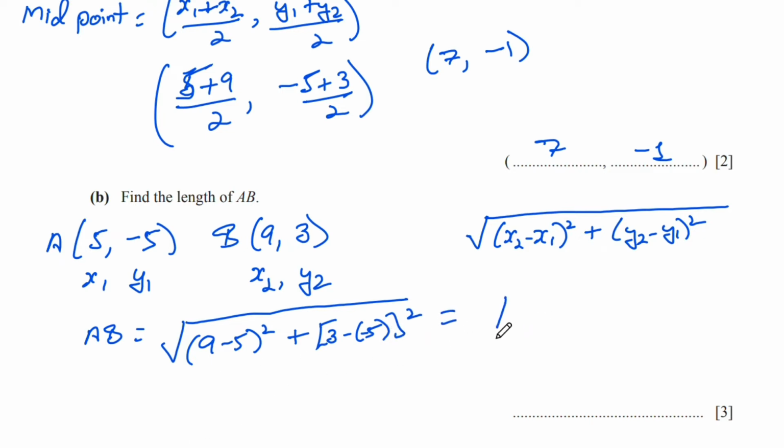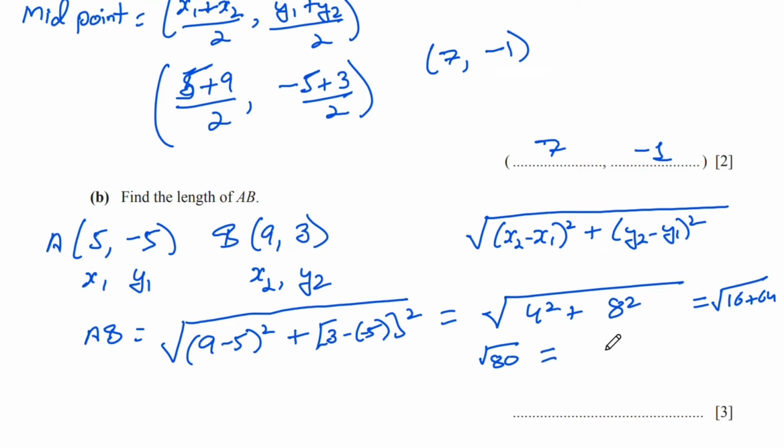So 9 minus 5, that is 4 whole square, plus, now this is 3 minus of minus 5, that will be 8. So this will be 8 square. So this is equal to under root 16 plus 64, which is root 80. Now finding this in the calculator, it's 8.94. So the answer is 8.94. The length of AB is 8.94.